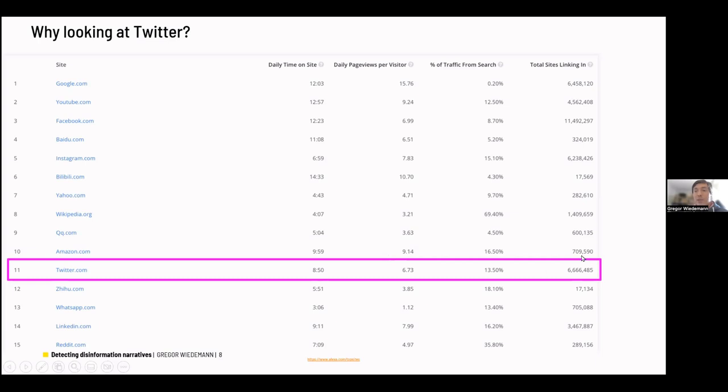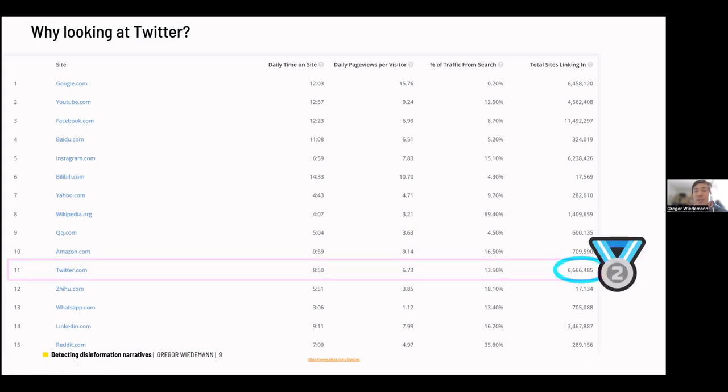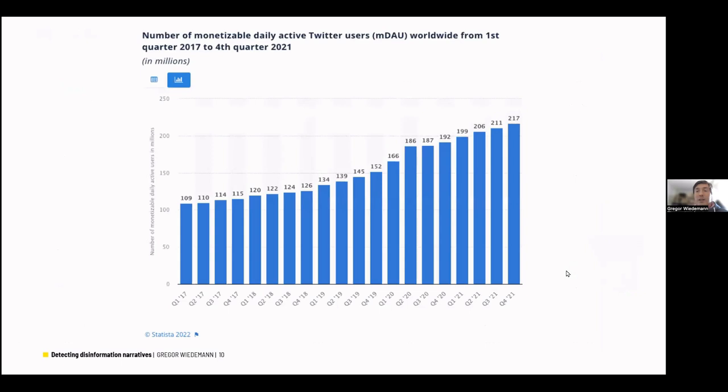And if you look at the total sites that link to a certain website, then you see that this is even second place here. There are only more links to Facebook, and Twitter is already second as a social network as compared in the number of links to the site. So according to these numbers, it is one of the most important platforms, of course.